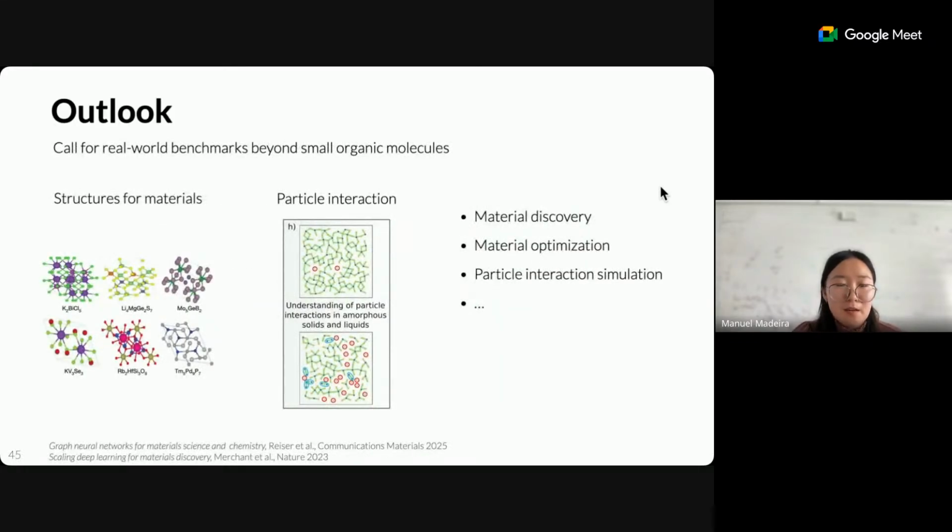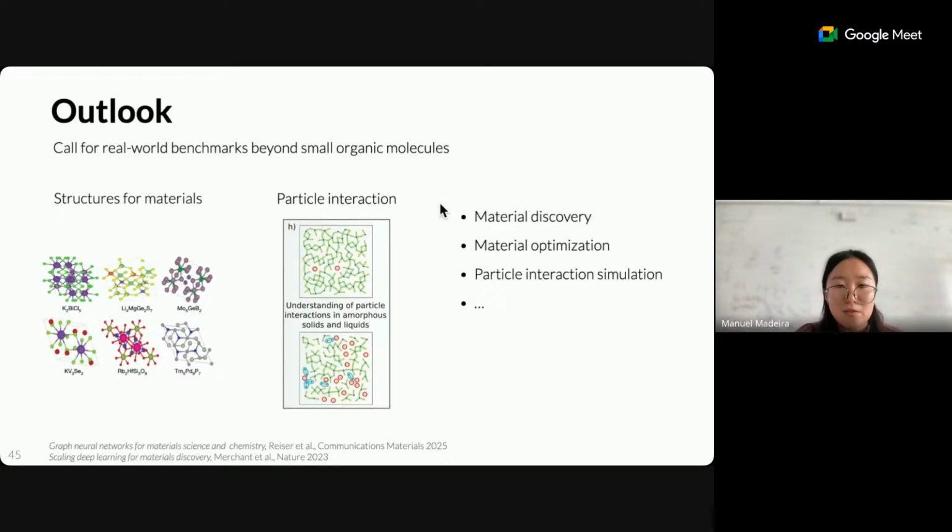We also hope to call for more real-world benchmarks beyond small organic molecules. Typically, structures of materials similar to organic molecules can be modeled by graphs with different types of atoms and also different types of bonds. For this type of application, graph generative models can potentially be used for material discovery and also for material optimization, when we want to optimize or generate certain structures based on certain chemical properties, for example.